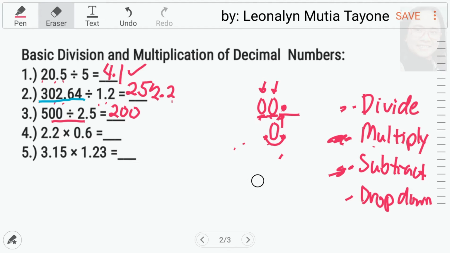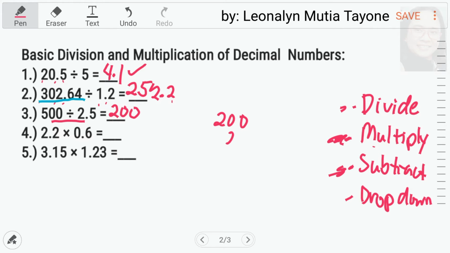I-double check natin by multiplying this 200 by 2.5. Again, when multiplying with decimal numbers, no need na i-align natin yung decimal. Hindi siya pareho. It is not like subtraction and addition na i-align natin yung decimal. When it comes to division at saka multiplication, factors, i-add mo lang kung ilan yung mga decimal places. Tapos, yung sum doon, yun yung number of decimal places sa product natin.